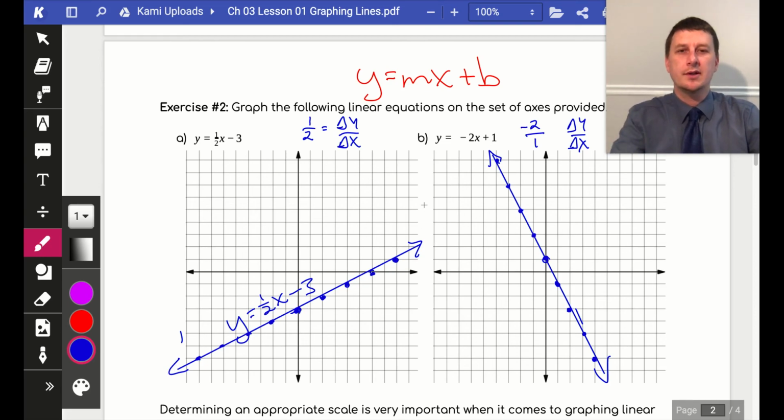It's very important to take notice of going forward, how to recognize the difference between positive slopes and also negative slopes.